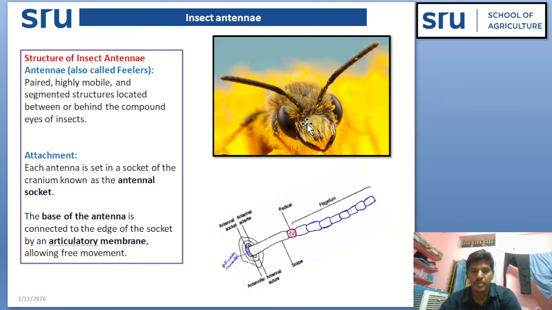See their attachment. Each antenna is set into a socket of the cranium known as the antennal socket, and the base of the antenna is connected to the edge of the socket by means of an articulatory membrane that allows free movement of the antenna. See here, the articulatory membrane.